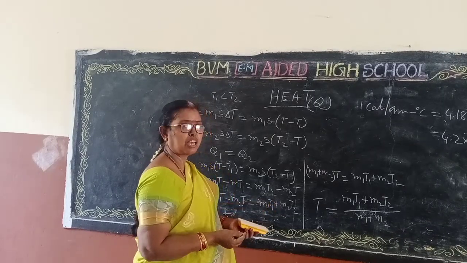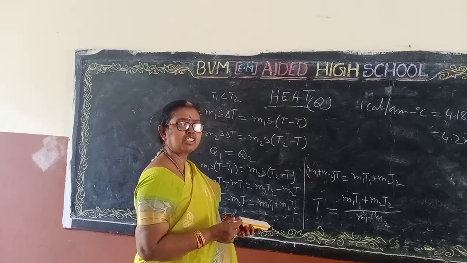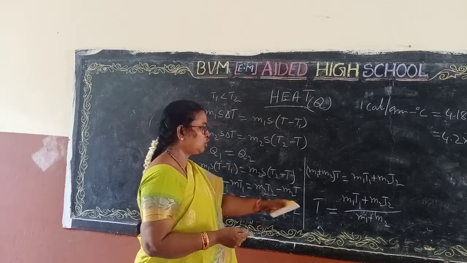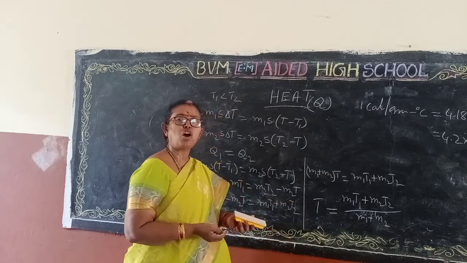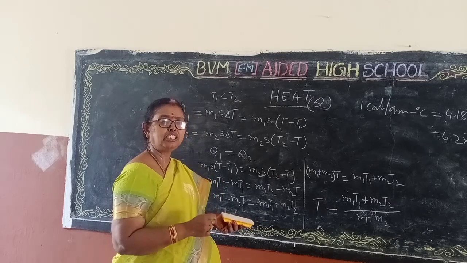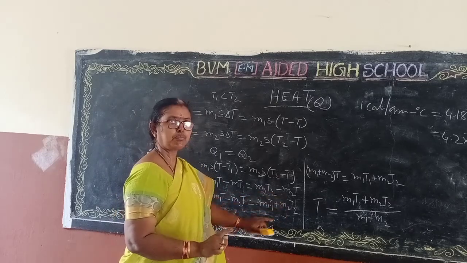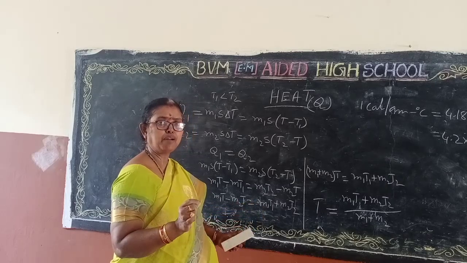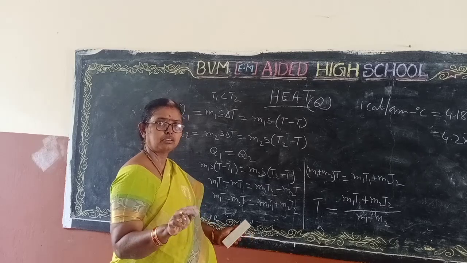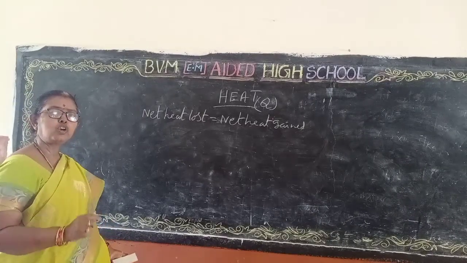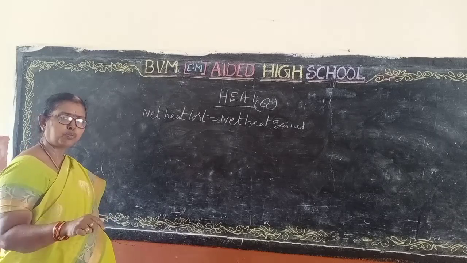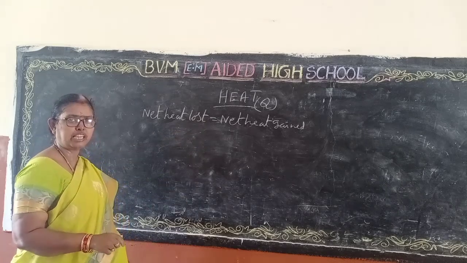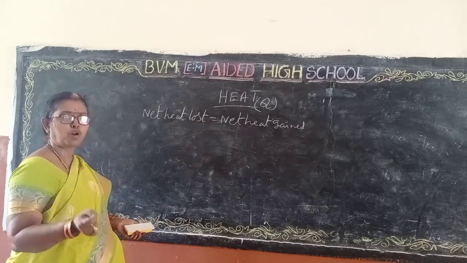What is the principle of mixtures? Heat energy lost is equal to heat energy gained by the body. So from this what to understand? Heat energy lost by a body is equal to heat energy gained by another body. That is, net heat lost is equal to net heat gained. So based on that we can do simple problems.